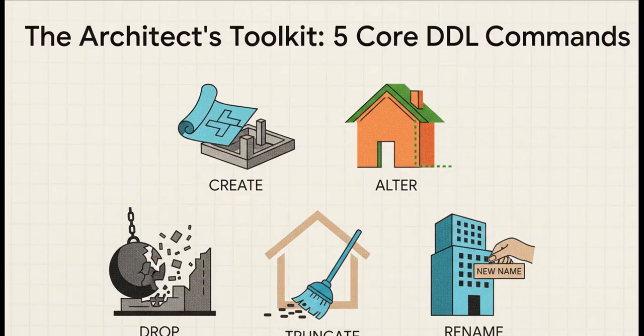And in your toolkit, you've basically got 5 core commands. CREATE is for building something brand new from the ground up. ALTER is for renovations, knocking down a wall to add a new column. DROP, well, that's the demolition crew. It destroys something and it's gone for good. TRUNCATE is like hitting a giant reset button. It instantly empties a table but leaves the structure totally intact. And RENAME, well, that one's pretty self-explanatory.